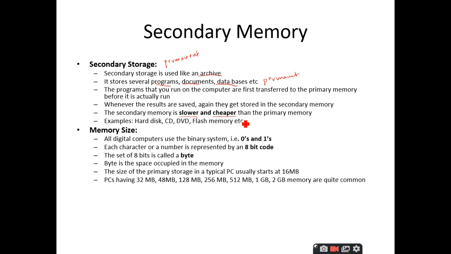You get 1 terabyte of memory for just 6 to 7,000, but 8 GB of RAM itself costs 3 to 4,000. So, the secondary memories are cheaper in nature, but they are slower in operation. Examples of secondary memory are hard disk, CD, DVD, flash memory. Flash memory is nothing but pen drive, etc. Like that, we have different types of memories.